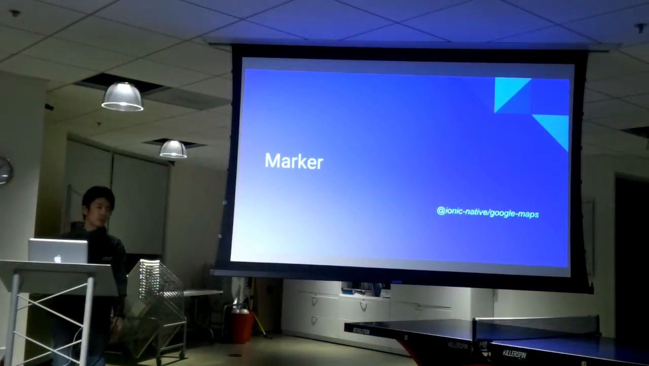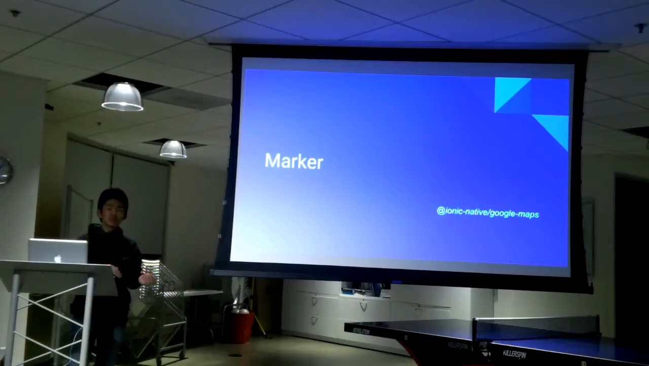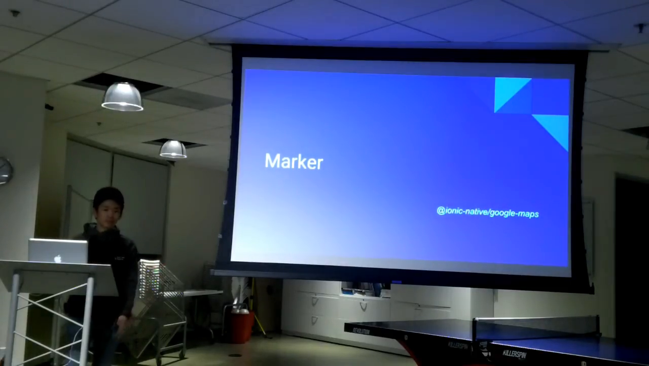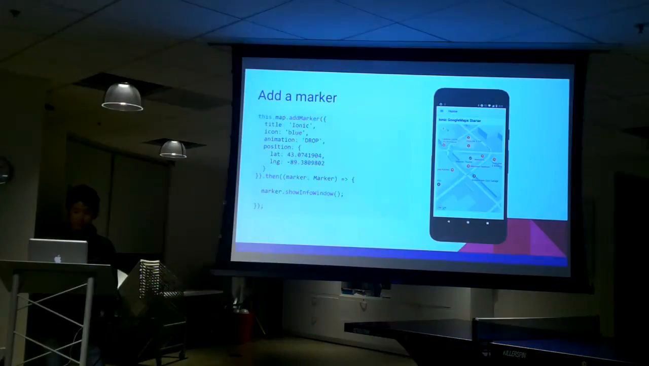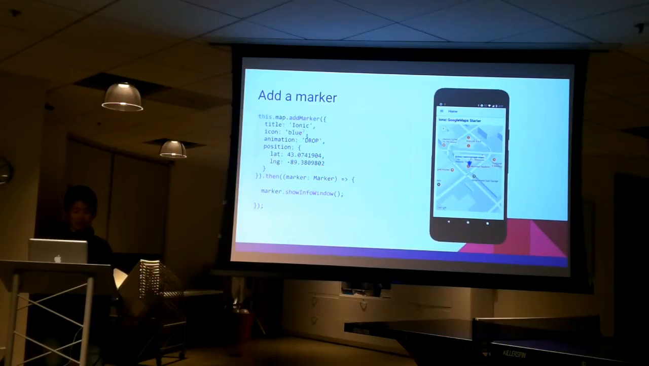Okay, before diving deeper, I'd like to show you the features of this plugin. Adding a marker is very easy, just like this. You need to specify at least the position, a latitude and longitude pair, and you can specify color, title, animation.